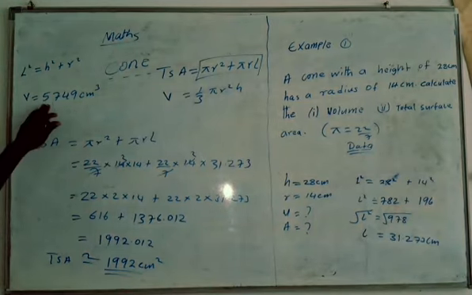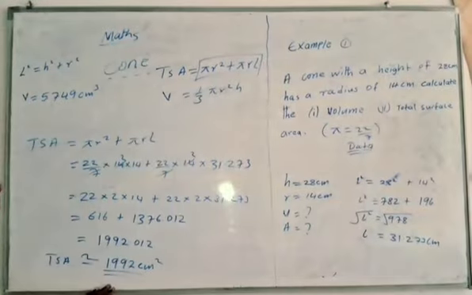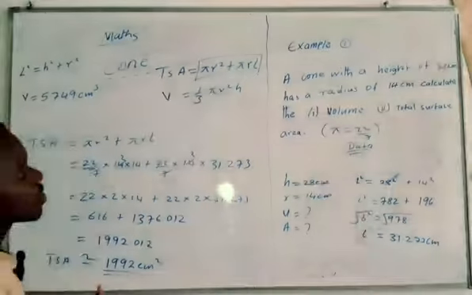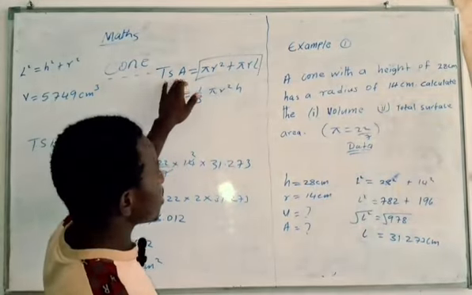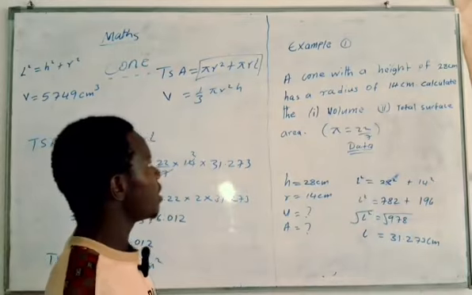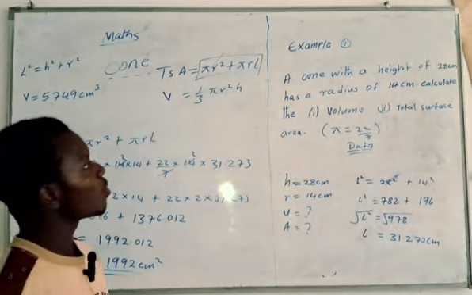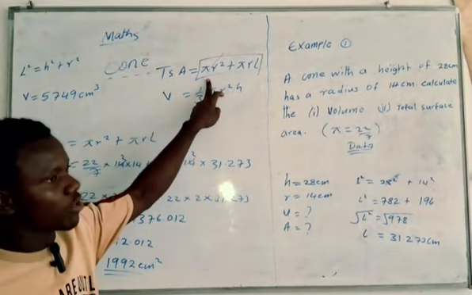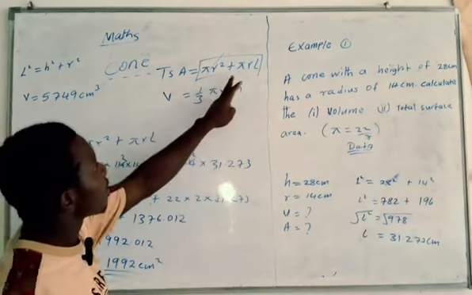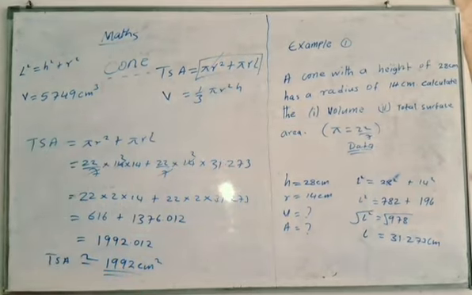So the volume is given to be 5,749 and the total surface area is given to be 1,992. And sometimes for the total surface area you have to be careful, because they can give you an open cone. It means the circle will not be included, because for an open cone the circle is left out. So the only area you are left with is the curved surface, which is only pi r l. So you just have to be careful on how to use the formula.